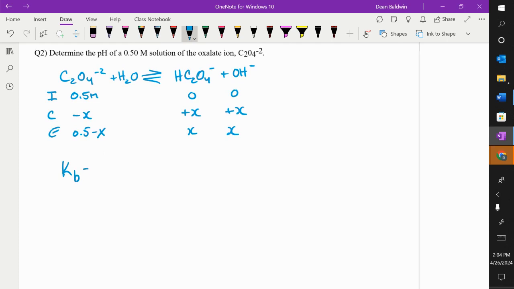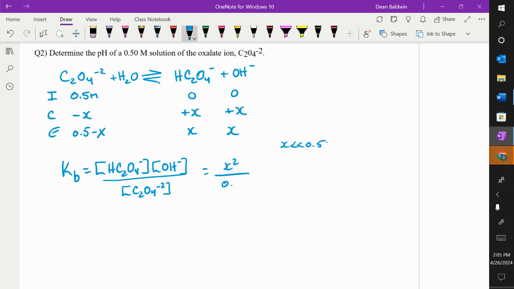So we get a Kb expression, which is X squared over 0.5 minus X. What can I make an assumption about for X? Real small. So we can say X is way, way less than 0.5. So the bottom is just 0.5, and that equals the Kb. What do we do now on Kb? You've got to go to your table.